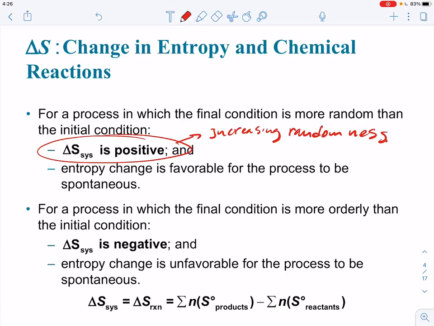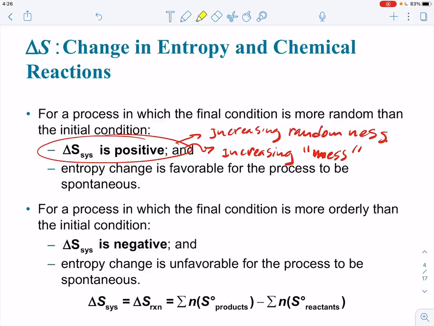Let's use something that might be more familiar, especially if you have children. It's not very scientific, but increasing the mess, making things more disorganized. That's an everyday life kind of thing that you can relate to randomness. If you are increasing the disorganization level of your system, the delta S is going to be positive, and that's going to be a favorable process to be spontaneous.